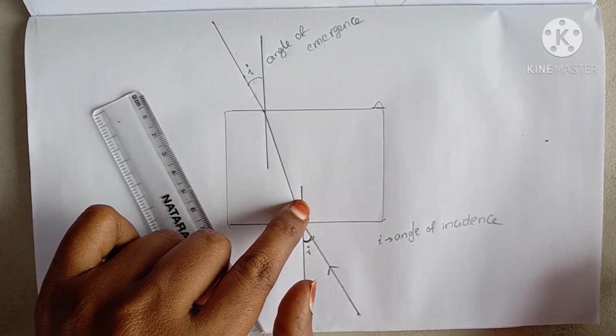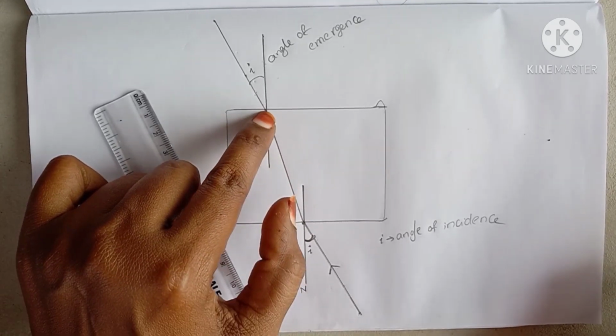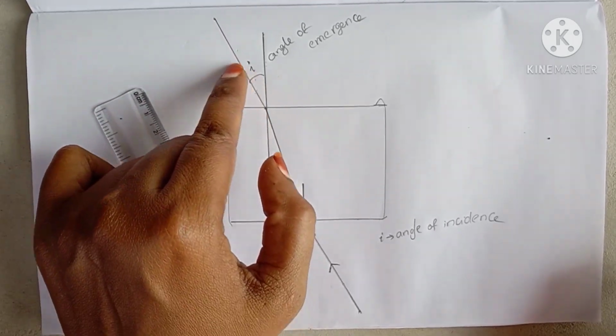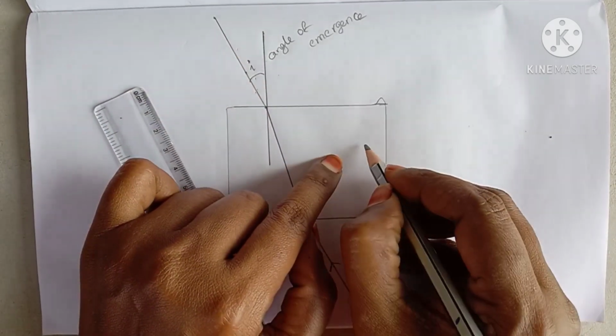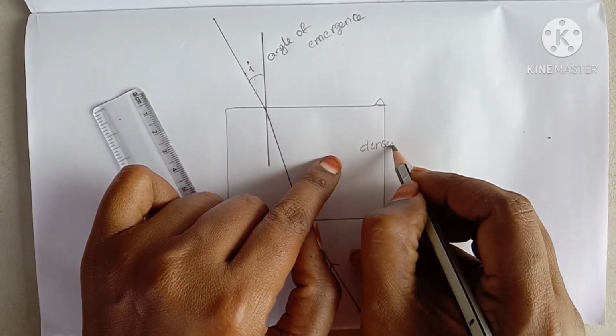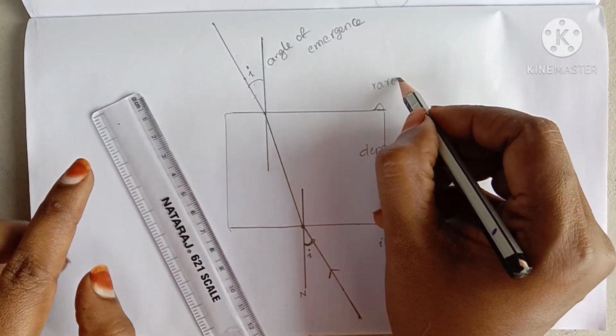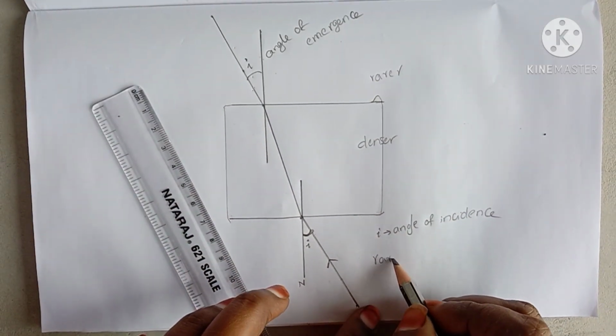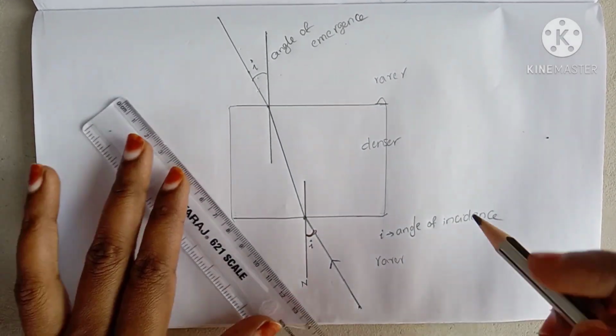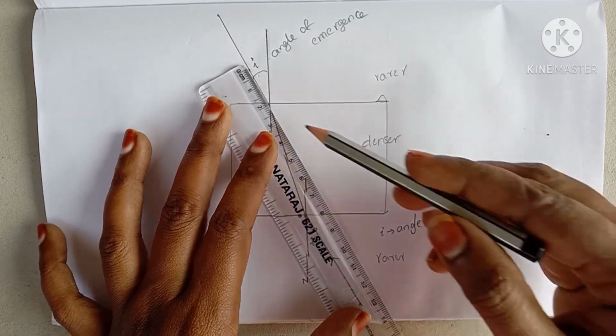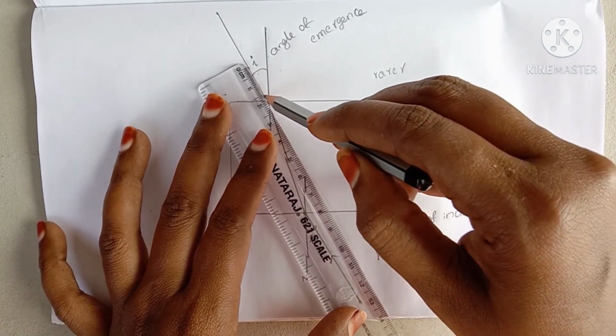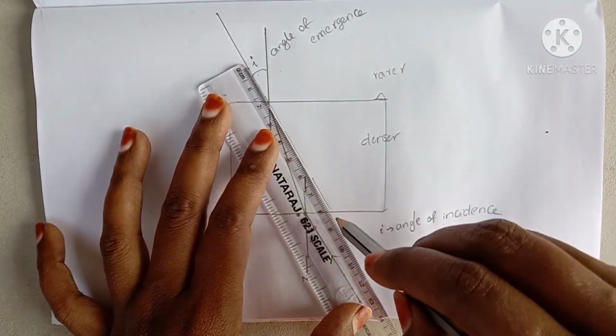Actually, when light enters the denser medium, it bends towards the normal. From the denser to the rarer, it bends away from the normal. Already you learned this in the previous videos also. So here the rarer medium and denser medium are there. Here we can extend the emergent ray with dotted lines.